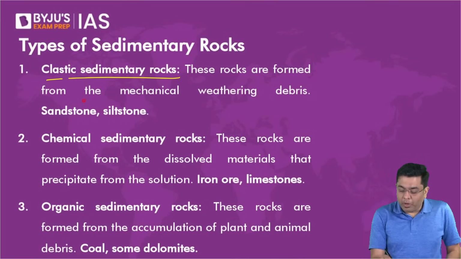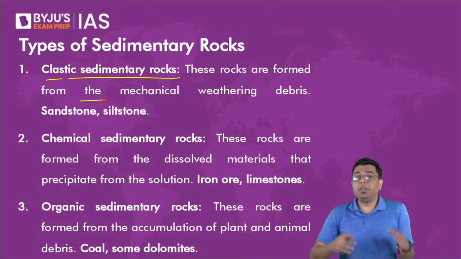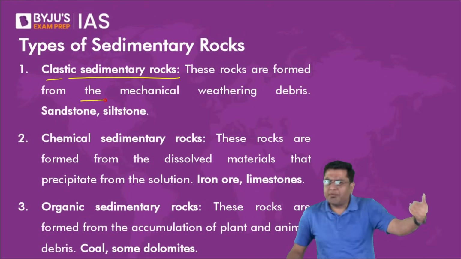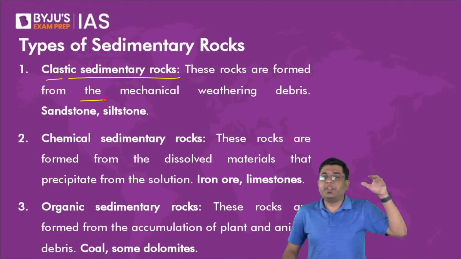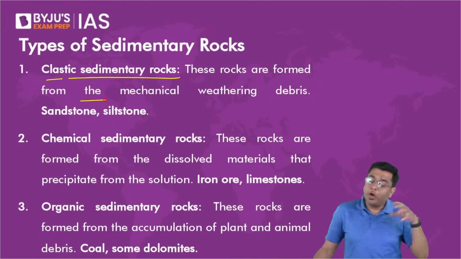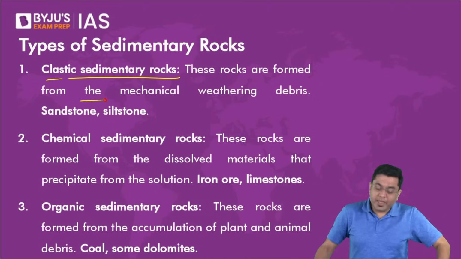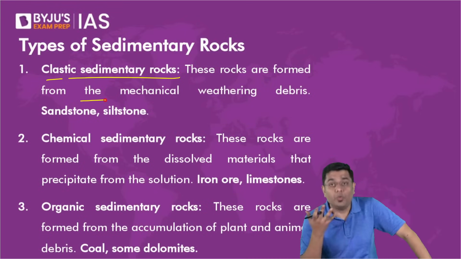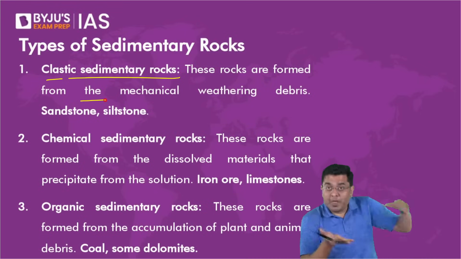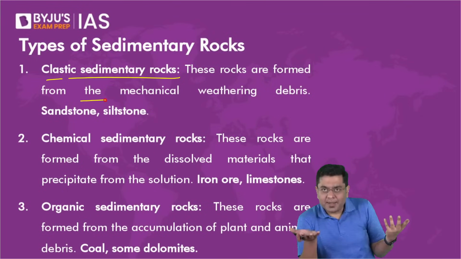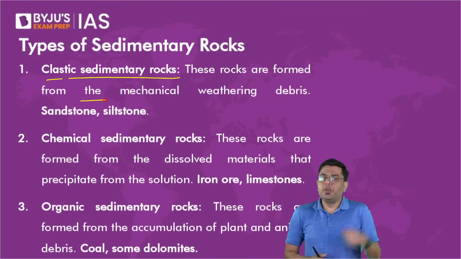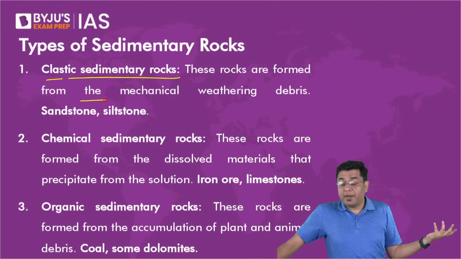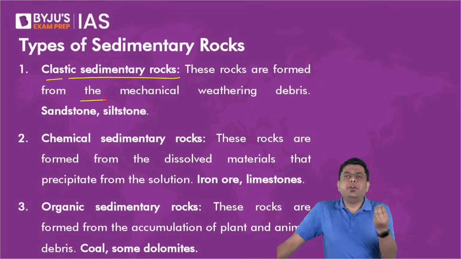They are formed from mechanical weathering debris, where the existing rock has broken into small parts. They have been deposited, and those deposits have solidified into a sedimentary rock. That is clastic sedimentary rock. Example, sandstone. Sandstone is created how? By the solidification of deposits of sand, right? So wherever you find sandstone, at one point of time in the geological history of that place, there would have been an abundant amount of sand. Then you have siltstone.